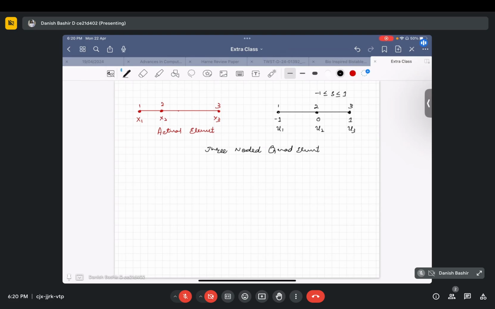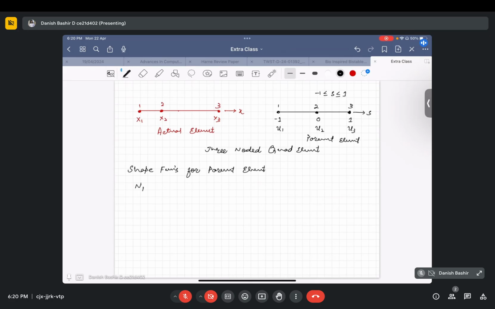Let's move further. One important thing to note is that it's the x coordinate system here and the s coordinate system here. Now we can write the shape functions for the parent element. We have all the things: -1, 0, 1, and we have s. We can easily write the shape functions with the help of the Lagrange interpolation function.